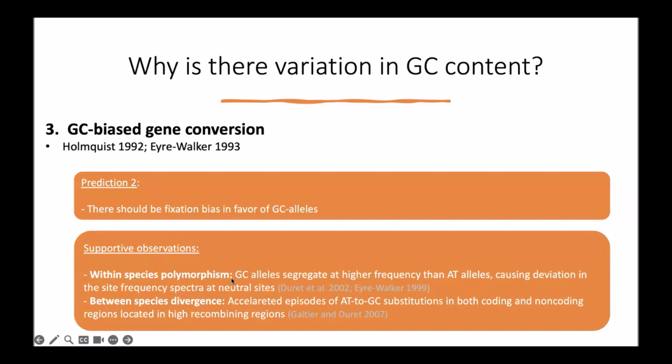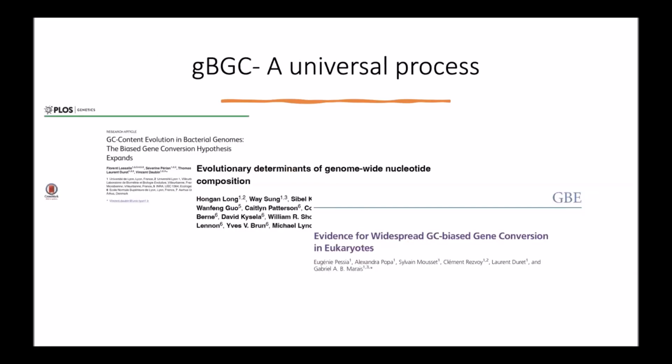Within-species polymorphism data showed that GC alleles segregate at higher frequencies than AT alleles, causing deviations in your site frequency spectrum, and this has been correlating with the recombination rate. The divergence data also showed an excess of AT to GC substitutions all over the genome, located in the high recombining regions. These first observations established GC-biased gene conversion as an important force in genome evolution.